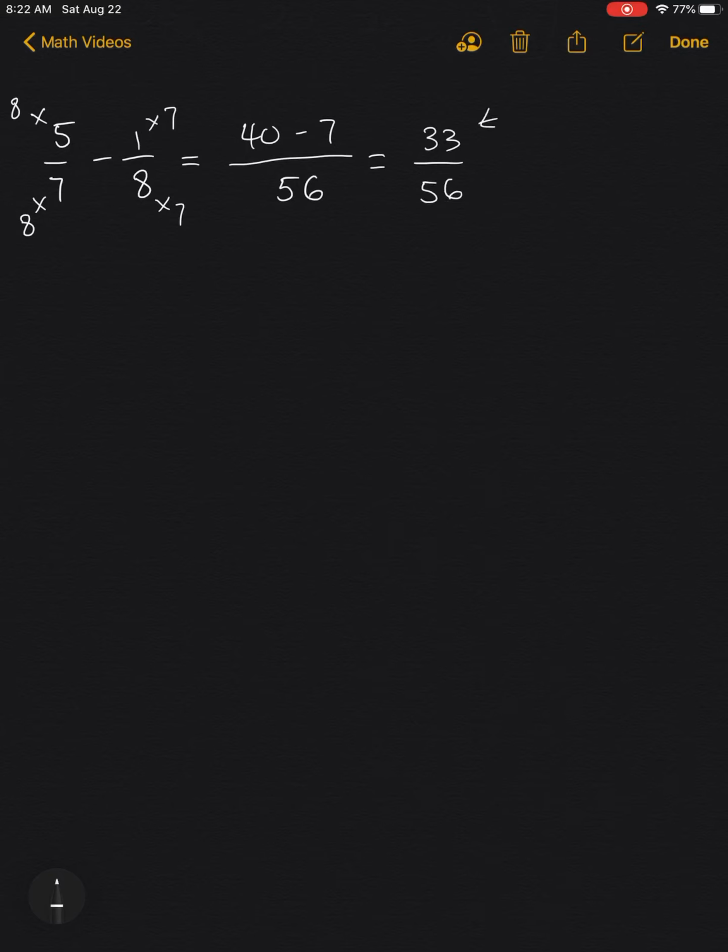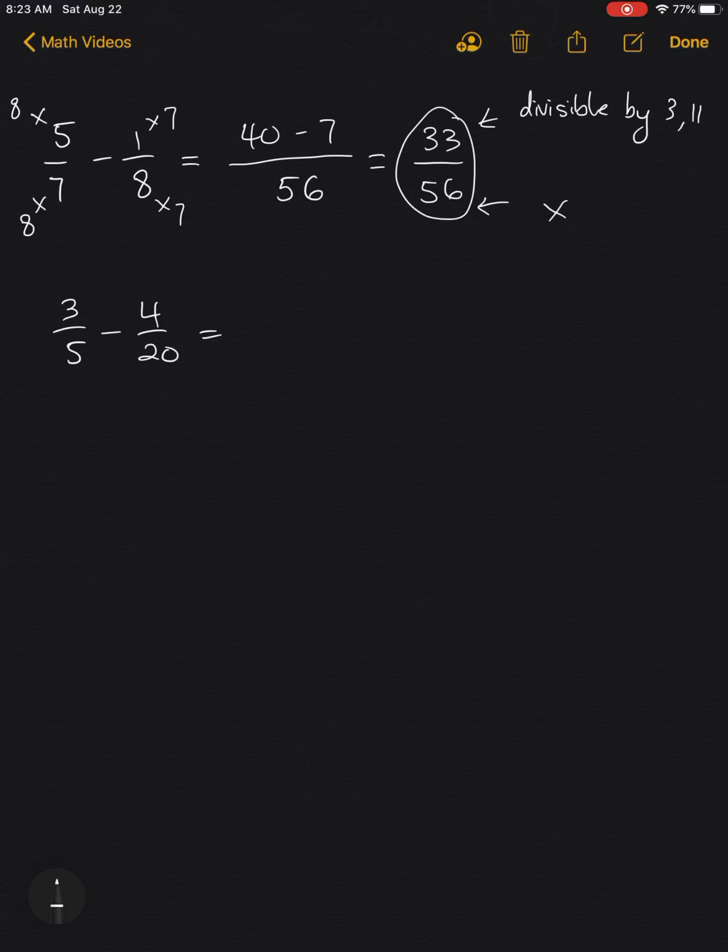Now, I know that this number is divisible by 3 and 11. However, 56 is not divisible by 11 and it's not divisible by 3. So I know that this is already the simplest form. Next, 3 out of 5 subtract 4 out of 20. Again, I'm going to use the lowest common multiple for this one so that I reduce the amount of work I need to do.